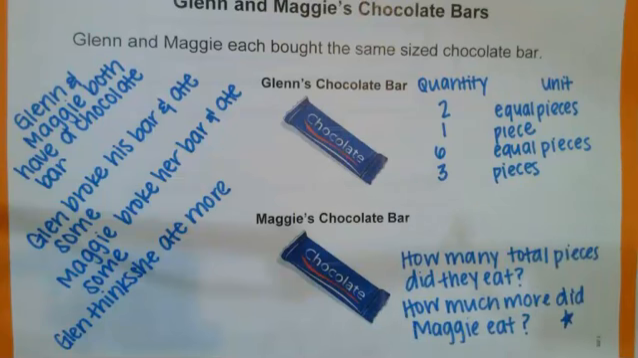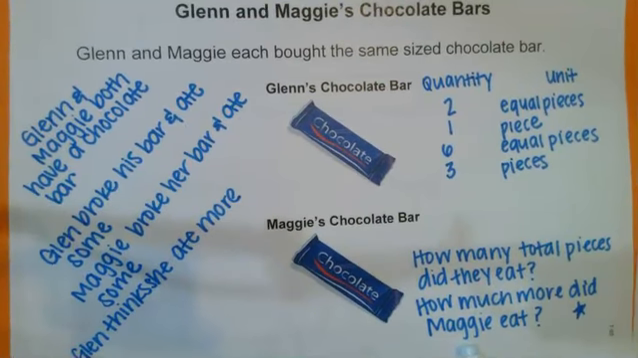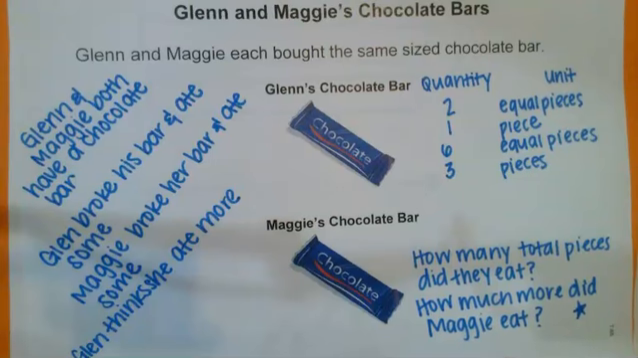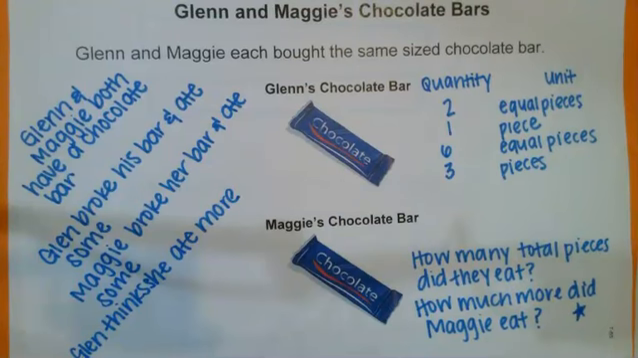Here are 2 that I came up with, but you can think of so many more. 1, how many total pieces did they eat? And 2, how much more did Maggie eat? That's kind of what we're focusing on today, because Glenn thinks Maggie ate more and Maggie thinks that they ate the same amount. So you're going to be investigating that part today.